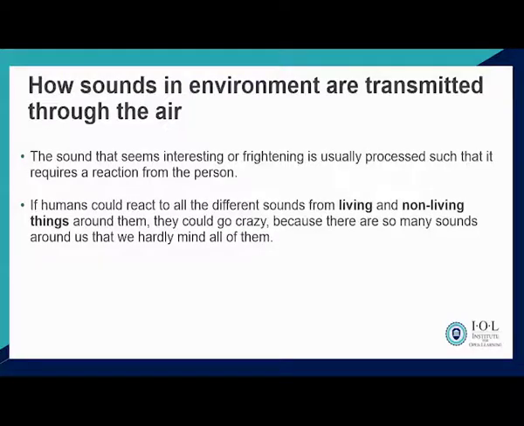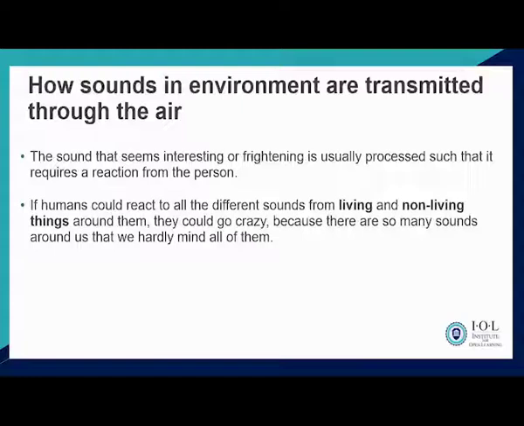The sound that seems interesting, or felt, or sometimes frightening is usually processed such that it requires a reaction from the person. So this is how you sometimes actually react. Maybe if it's a bang that is more hard, or a sound that comes from a hard object, you are likely to listen to that. Or a sound that may be interesting, maybe a piece of soft music. So you find that that is more processed because it requires a reaction from an individual.